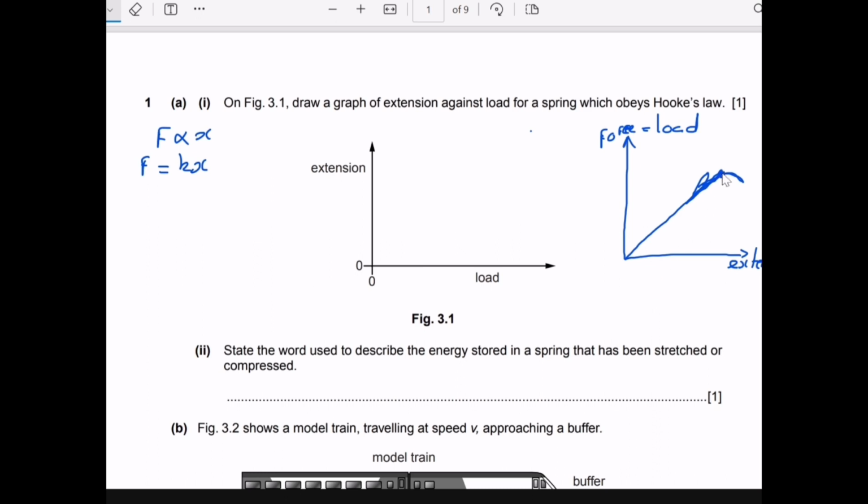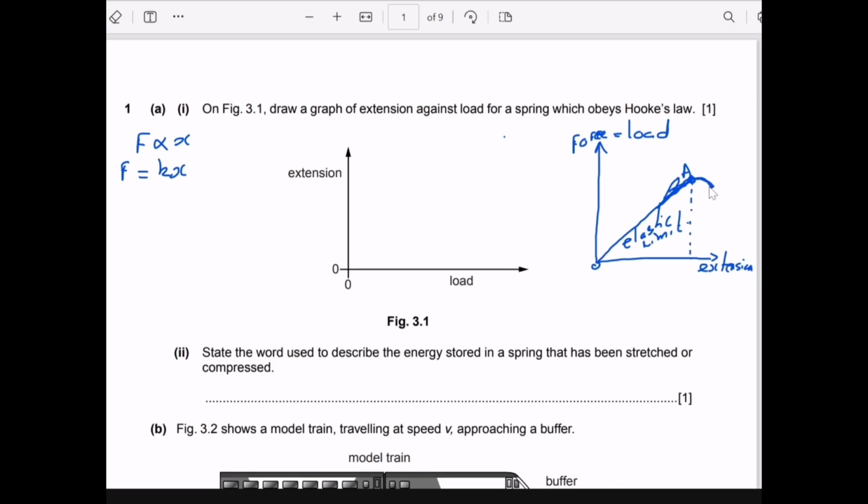And we say that from O, let's call this point A, right? It's called the elastic limit. In the sense that we can stretch a material to point A, but if we continue to stretch above A, right, we can apply more force, but it cannot stretch anymore. It eventually breaks, okay?